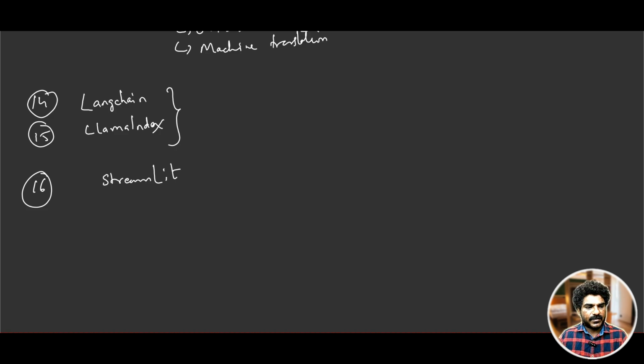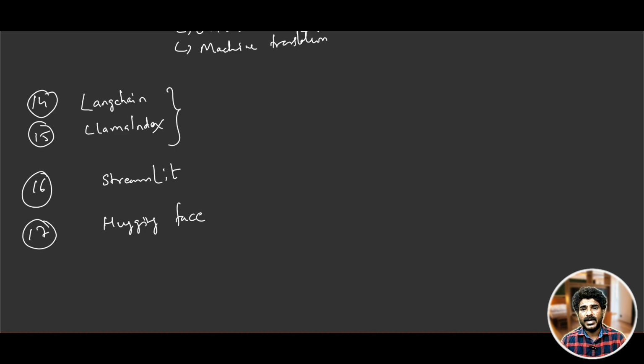Point number 17 is very important: Hugging Face. Hugging Face is basically a company which develops different tools, different libraries, and provides different resources. If you see the Hugging Face website, you will get a lot of information and a lot of resources. Typically, if you are using any pre-trained models or transformer models, apart from the models you will get data sets also.